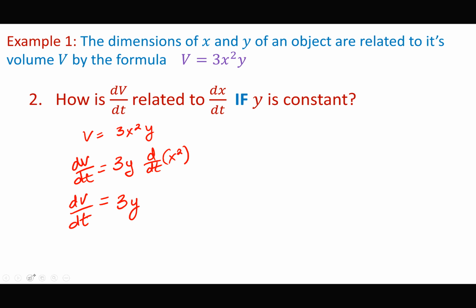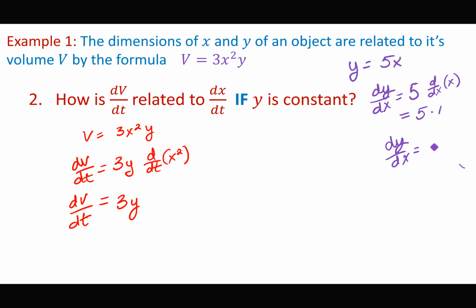Yep, so it's constant multiple rule. Remember, if we had, say, y equals 5x, and I wanted to find the derivative with respect to x, dy/dx equals constant multiple, 5 just comes along, and really all I'm doing is d/dx of x, and the derivative of x with respect to x is 1. So it's 5 times 1, and dy/dx is just equal to 5. So it's constant multiple rule. We're going back to all of our derivative rules.